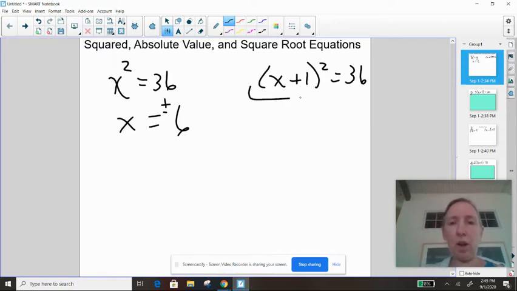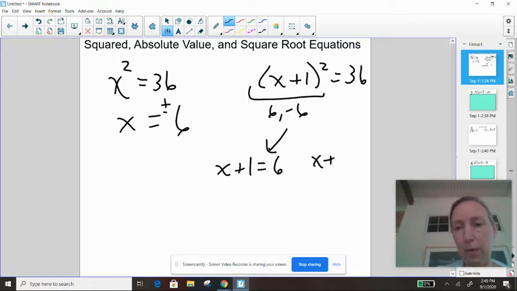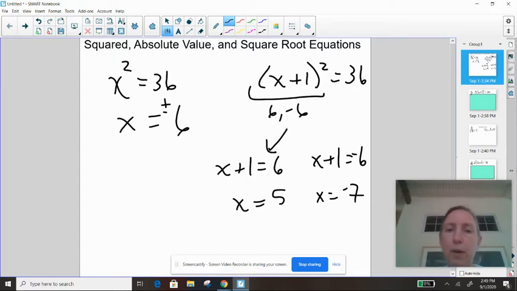If it gets a little harder, you have the same approach. You know that this quantity, when you square it, has to be 6 or negative 6. So you have to think about what makes the inside of those parentheses 6 and what makes the inside of those parentheses negative 6. So your two solutions are 5 and negative 7. If you plug them back in there, they make sense.